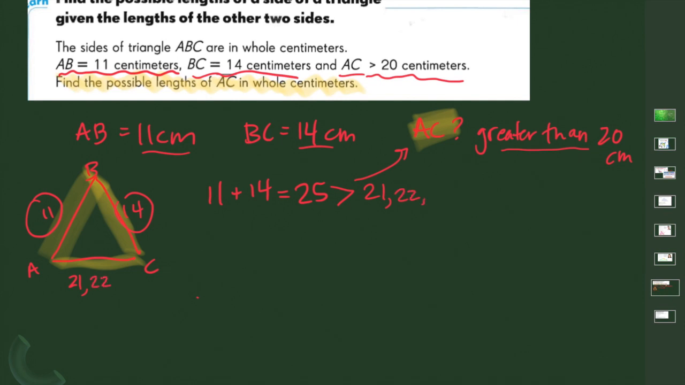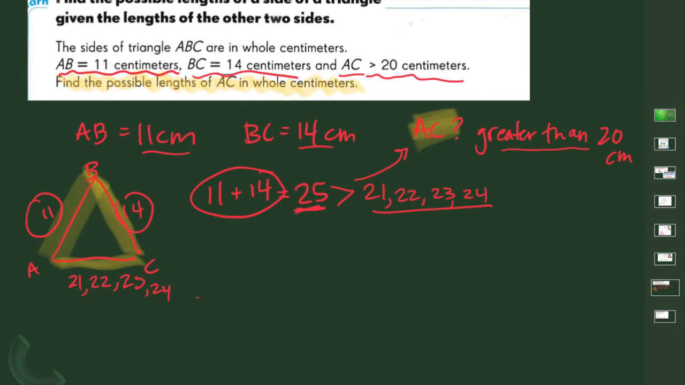22, 23, and 24. So these side lengths would all follow that rule: two side lengths, their combined sum has to be greater than the third side length. So those four options would work.